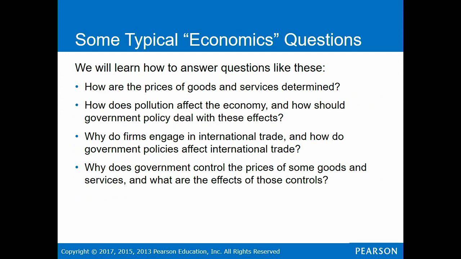So here are some typical economics questions that a textbook has, and these are kind of things we'll be talking about in this class. How are the prices of goods and services determined? We'll be using supply and demand a lot for that. We'll also be using cost curves to look at how firms determine their pricing a little bit. How does pollution affect the economy? How should government policy deal with these effects? What are the different choices the government can make? And which of these is the best?